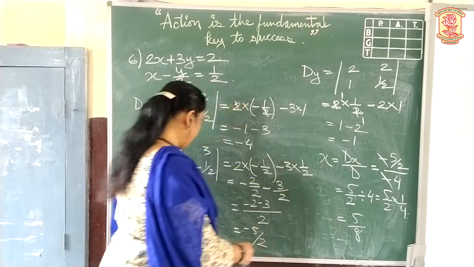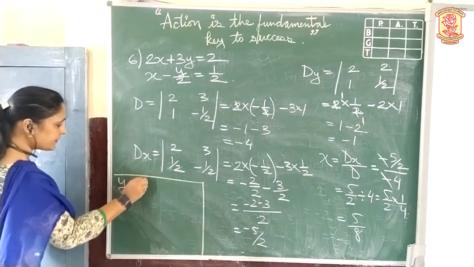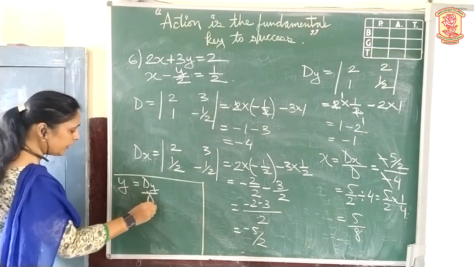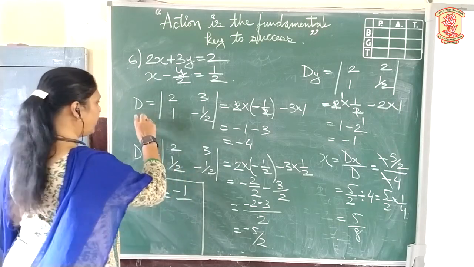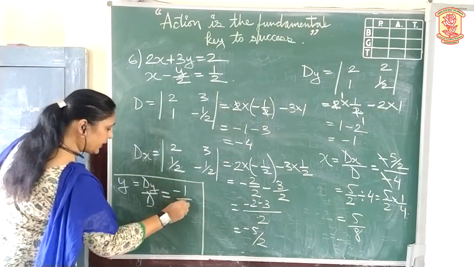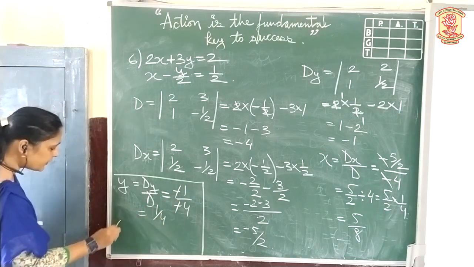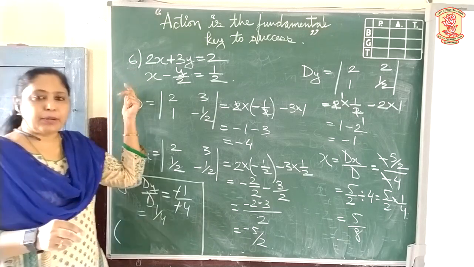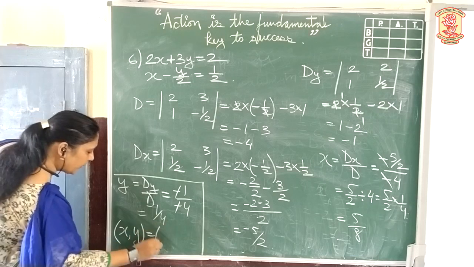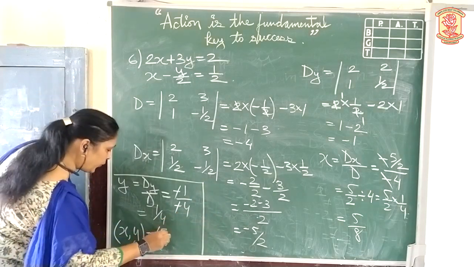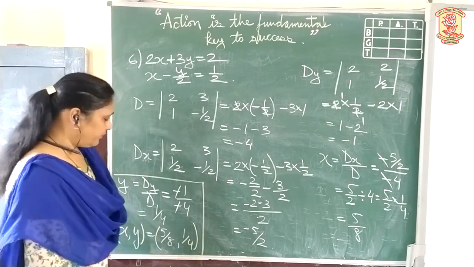Value of y over here, as there is no place, we will calculate it over here. y is Dy upon D. The value of Dy is minus 1 and D is minus 4. Minus minus get cancelled, that is 1 upon 4. So the solution for the given simultaneous equation is x, y equals, the value of x is 5 upon 8, comma 1 upon 4. Thank you.